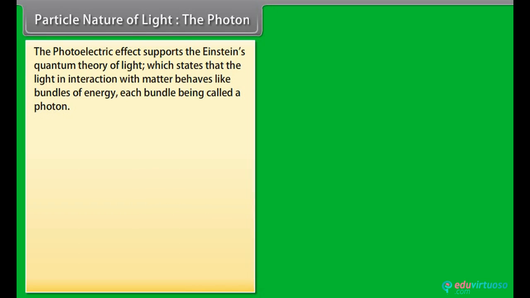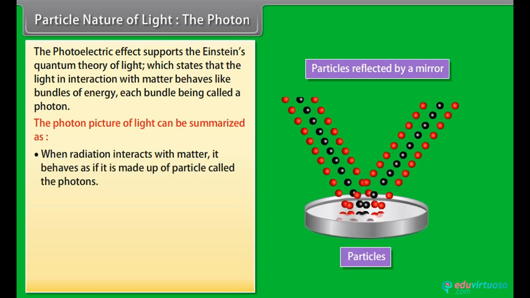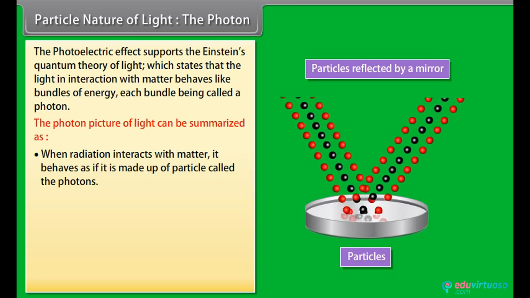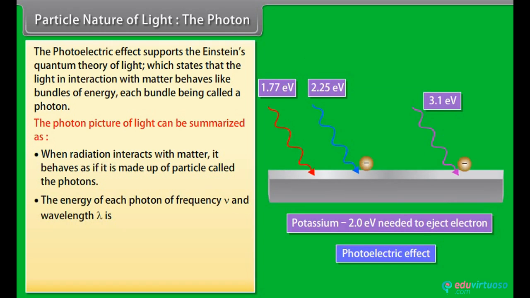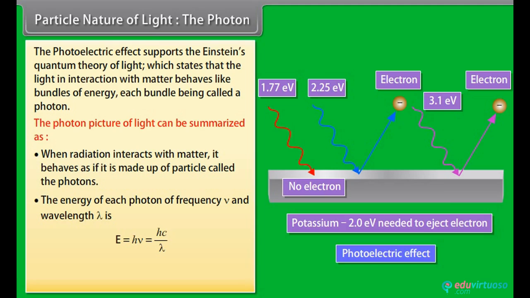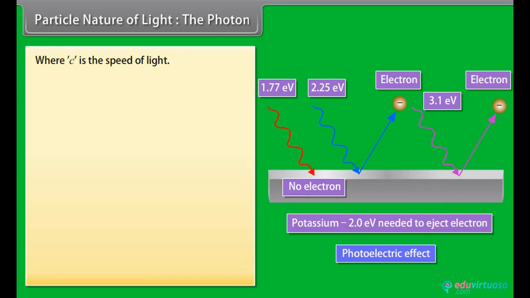Particle nature of light, the photon. The photoelectric effect supports Einstein's quantum theory of light, which states that light in interaction with matter behaves like bundles of energy, each bundle being called a photon. The photon picture of light can be summarized as: when radiation interacts with matter, it behaves as if it is made up of particles called photons. The energy of each photon of frequency ν and wavelength lambda is E as hν, which is equal to hc by lambda. The momentum of a photon p is equal to hν by c, which equals h by lambda, where c is the speed of light.